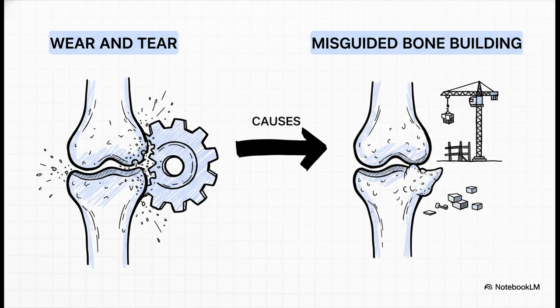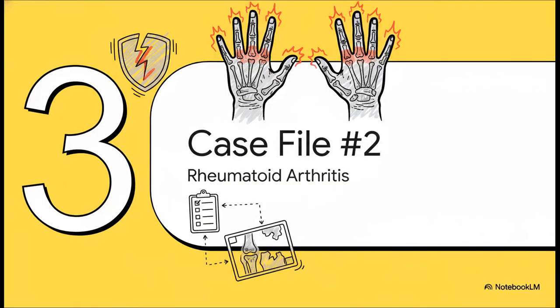All the evidence points to a degenerative process. Osteoarthritis isn't about the body attacking itself. It's all about mechanical stress leading to cartilage breaking down, and then the body making this sort of misguided attempt to repair the damage by building extra bone. Case closed. But wait, let's bring in our second suspect, rheumatoid arthritis.